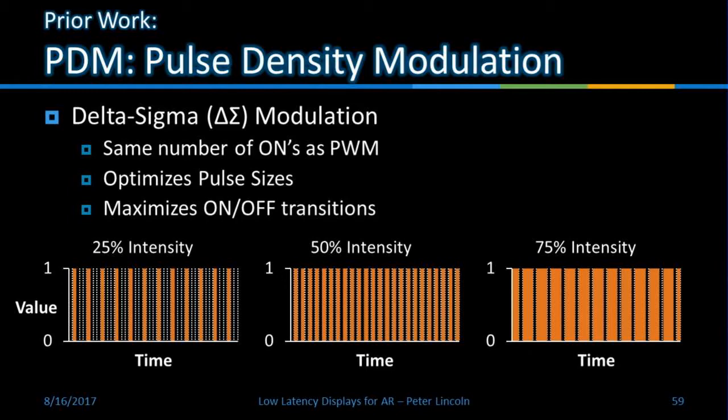Delta sigma modulation, which is a type of pulse density modulation, tries to optimize the pulse sizes. It still has the same numbers of ons and offs as pulse width modulation, but each of those on-off transitions occur more frequently. So if we compare these 2 graphs, you can see the amount of on and off time is the same between them, just we're changing it more frequently. We're maximizing those transitions.